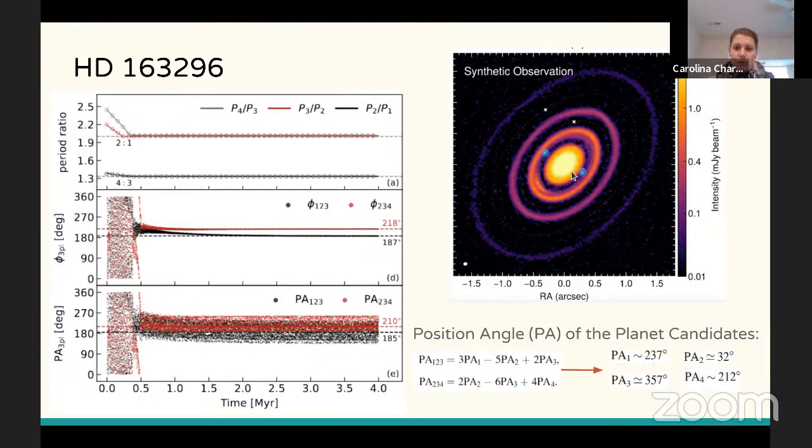So I wanted to show you this because I think this is a very practical way of applying a dynamical study and combine it with observations to have a very precise and quantifiable solution.